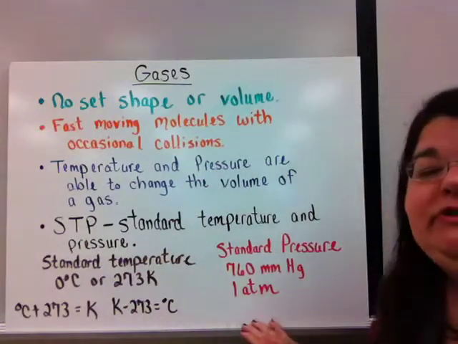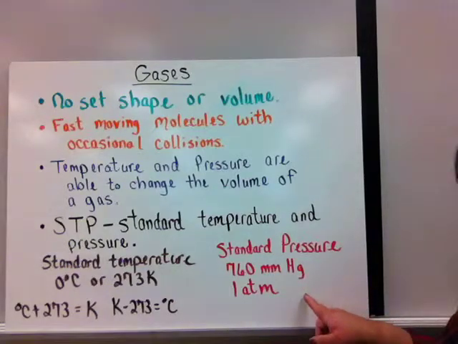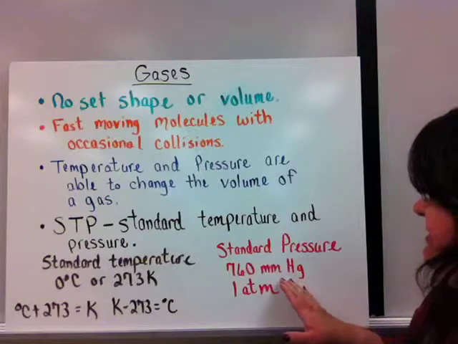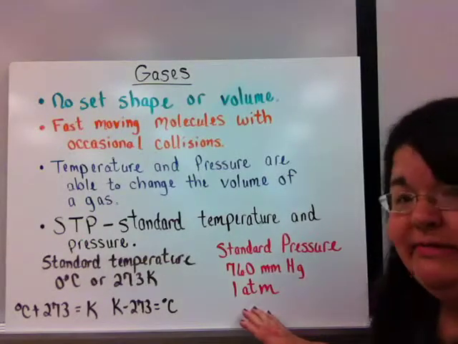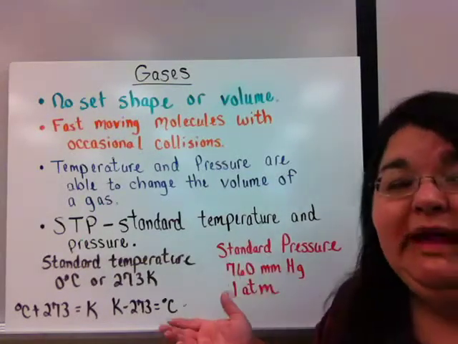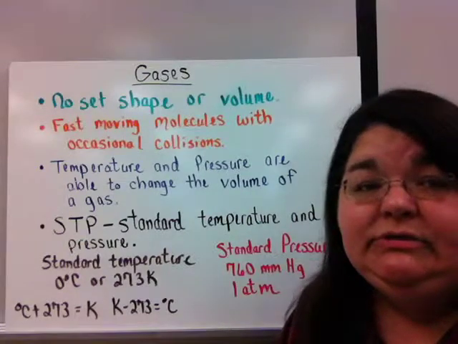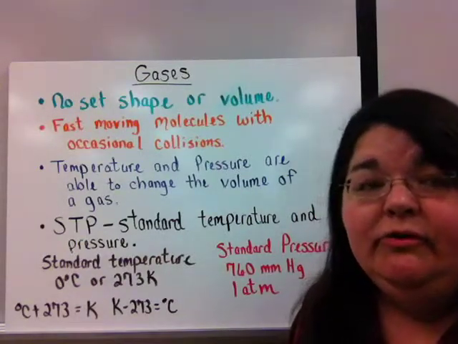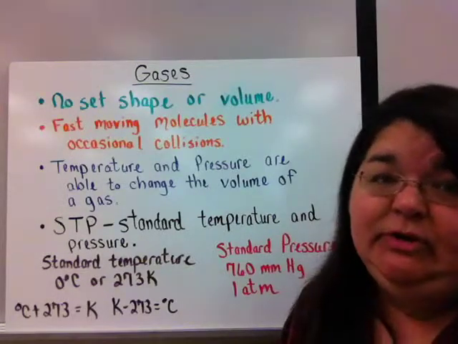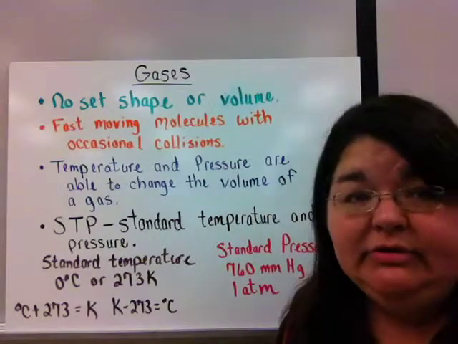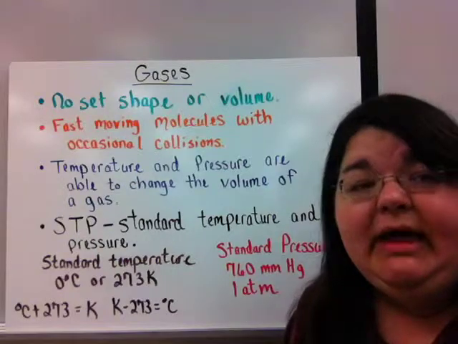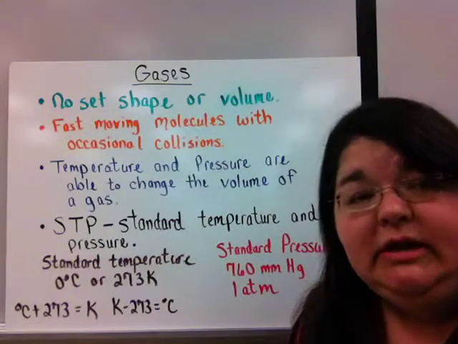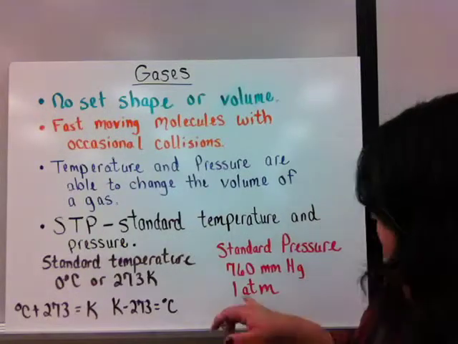Now, standard pressure has two different units. We have 760 millimeters mercury and we have 1 atmosphere. The reason we have two different values is because we use pressure for multiple things. We talk about millimeters of mercury when we're talking about barometric pressure, like when you watch the weather station and they talk about high pressure system or low pressure system. They're talking about the barometric pressure.